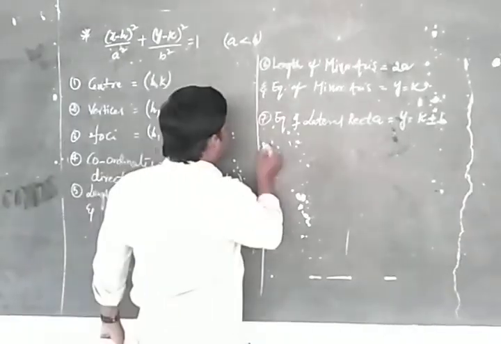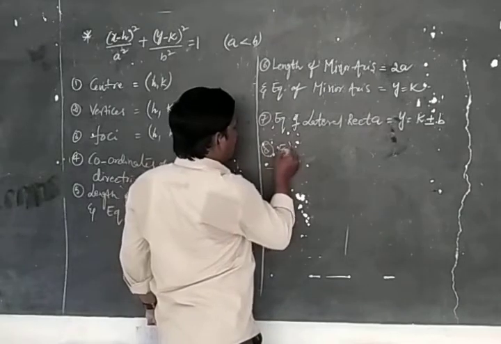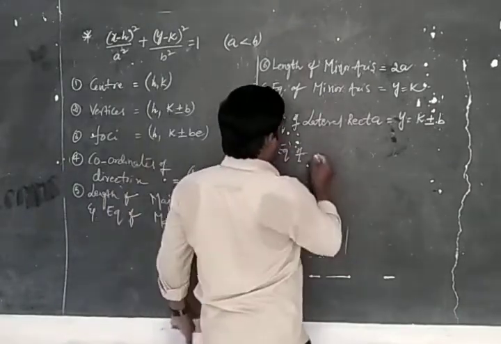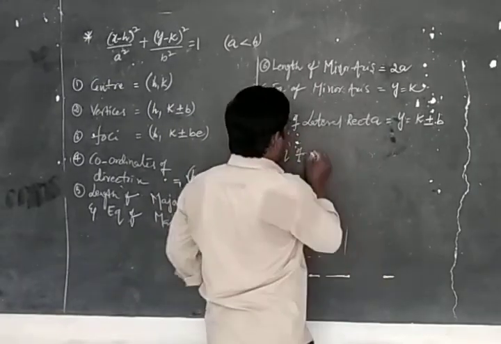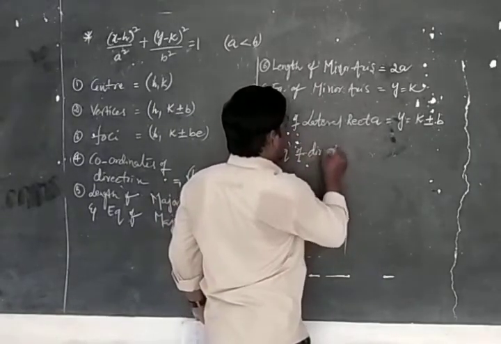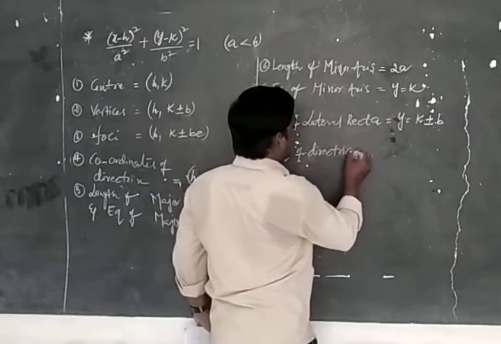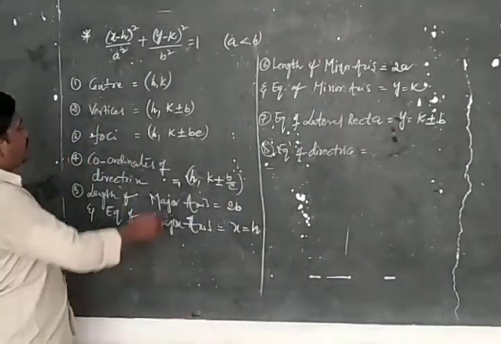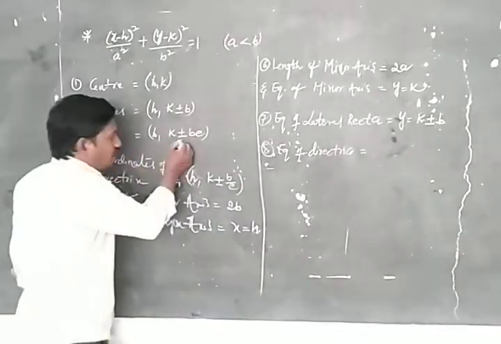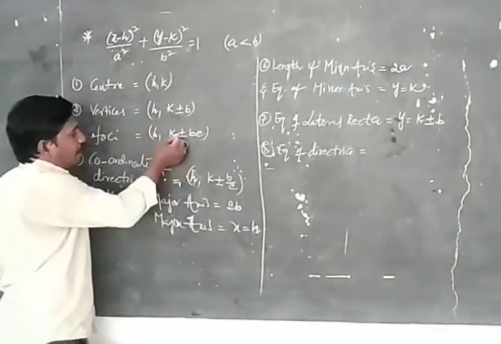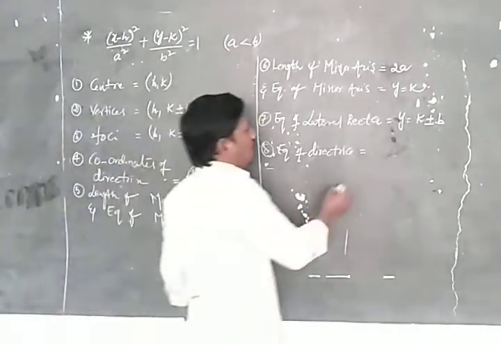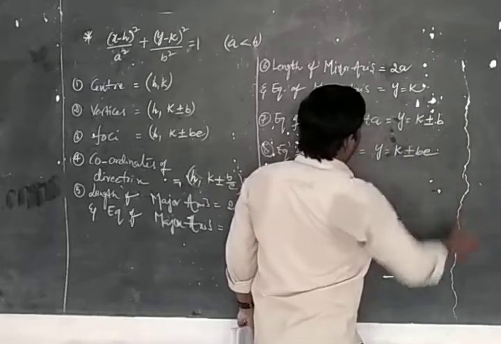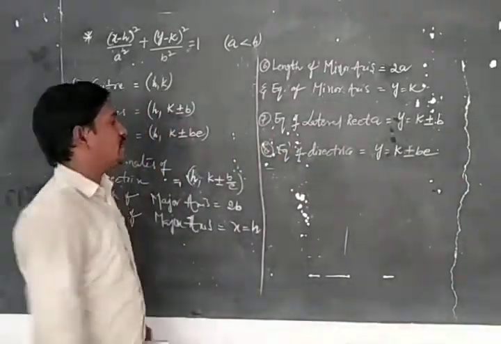Now eighth one, equation of directrix. So equation of the directrix we have to take from the foci. What is the y coordinate here? K plus or minus b. Y equal to k plus or minus b.